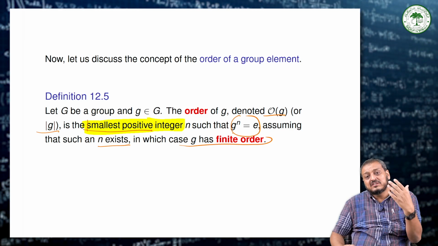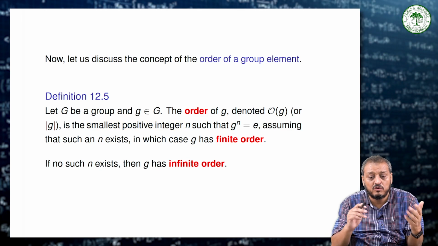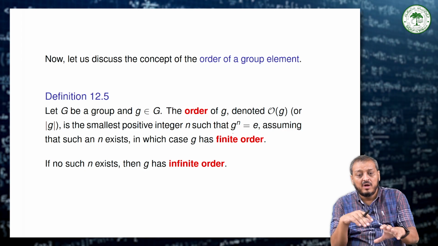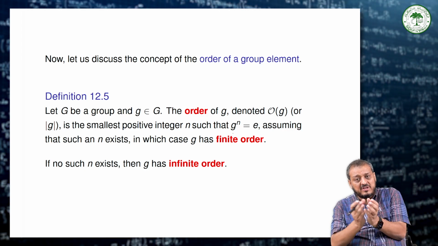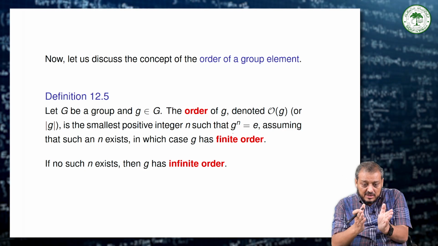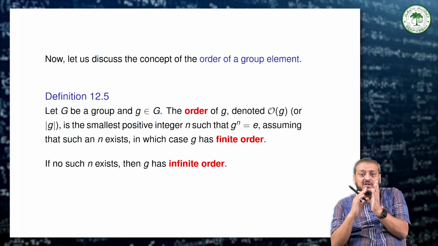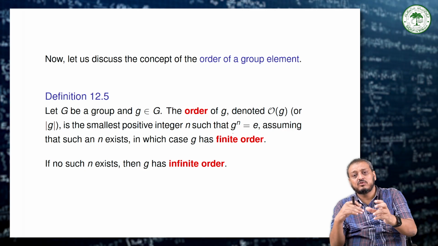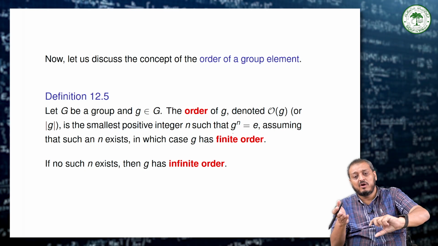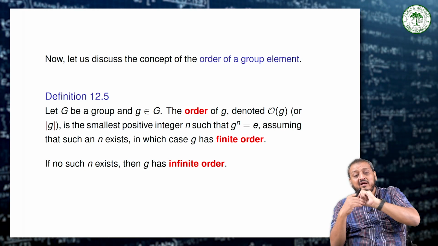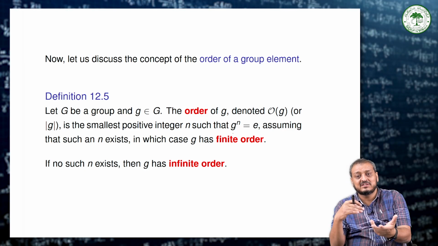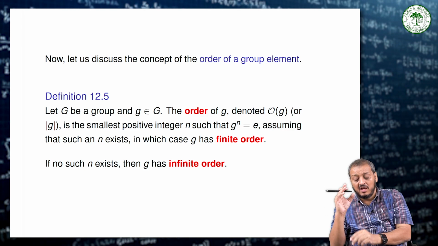If no such n exists, then g has infinite order. For each element of the group we have to find the order of this element. If such n exists where g to the power n is equal to the identity element, then that n is called the order of this element, and it is called a finite order. If no such n exists, we can say g has infinite order.